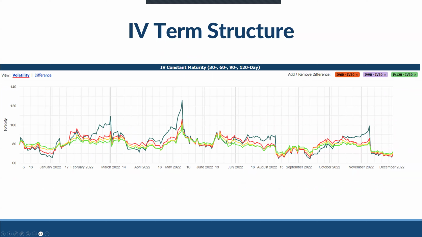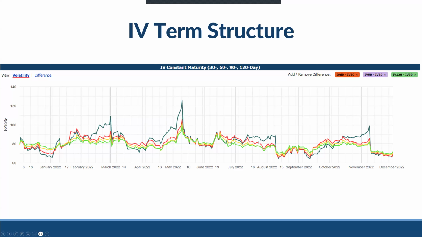Maybe there's a reason. But this is the IV term structure. This is looking out on volatility term structures. You should look at this when you're selecting options. 30, 60, 90, 120 days out. As you can see, some options are going to be priced more expensive than others.